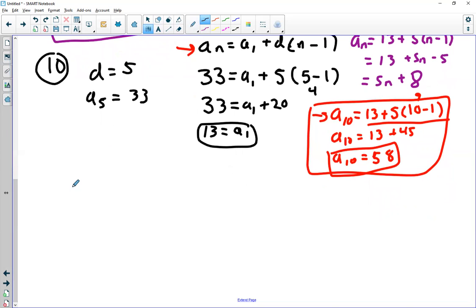Wouldn't A10 be double? No. Okay, see, that's why I kind of say plug it in. Well, A5 is 33, so that means A6 is 38. So that means 5 to 10 is 5, so 5 times 5. No, because each one you're adding.